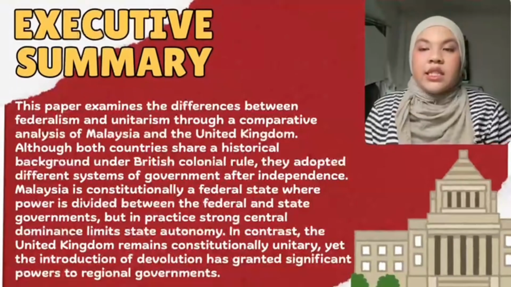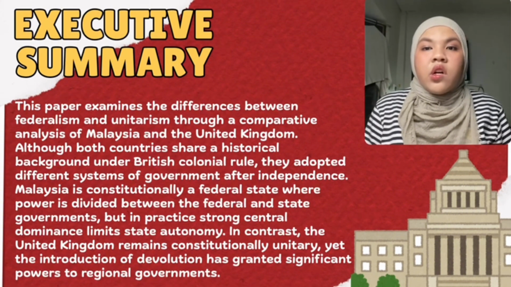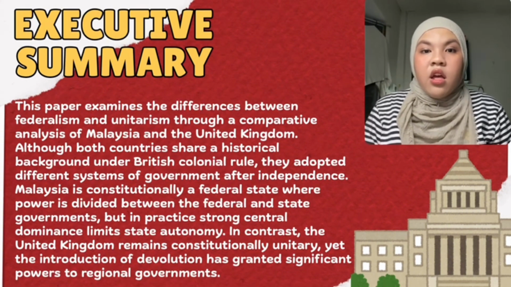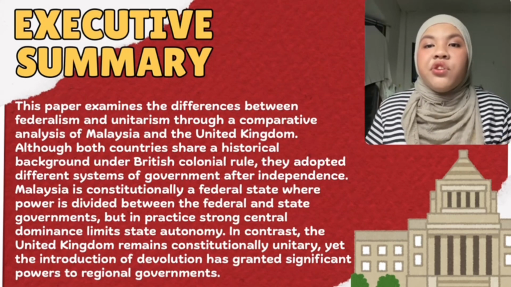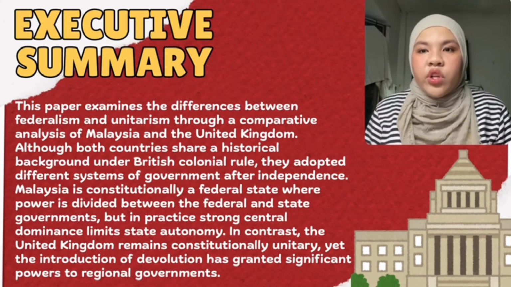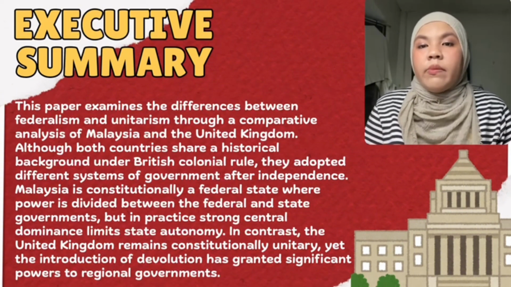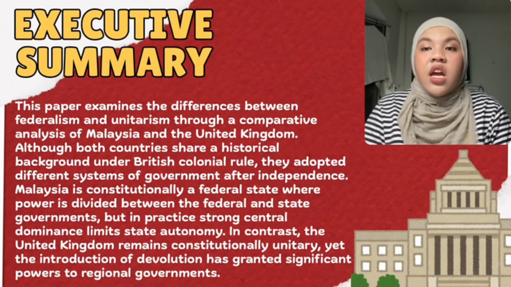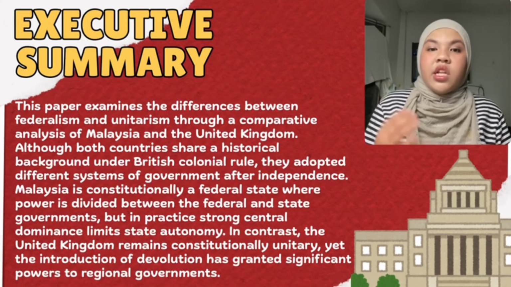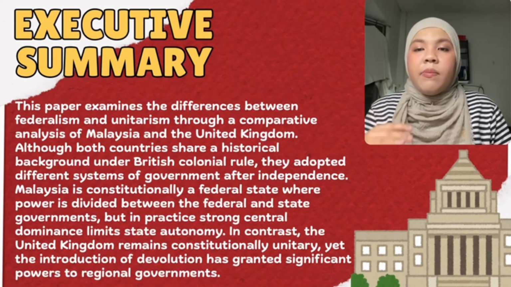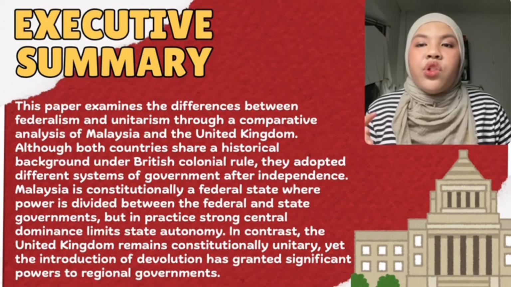This paper examines the differences between federalism and unitarism through a comparative analysis of Malaysia and the United Kingdom. Although both countries share a historical background under British colonial rule, they adopted different systems of government. After independence, Malaysia is constitutionally a federal state where power is divided between the federal and state government. But in practice, strong central dominance limits the state autonomy.